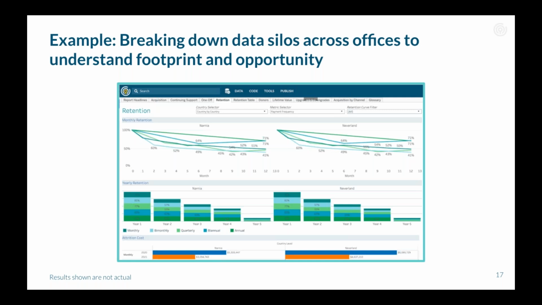In this case, no real new data is generated, but it's just providing a different way of looking at existing data that makes it more accessible and usable across the organization. Oftentimes, just achieving a single source of truth about donors is an important first step towards data-driven donor management.